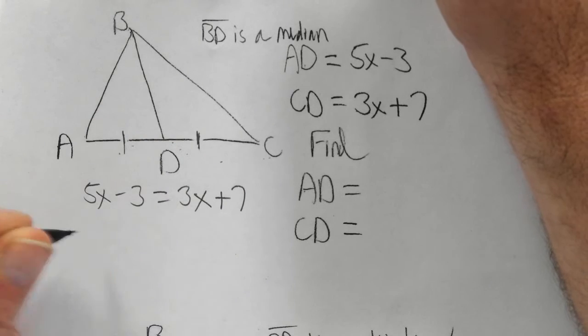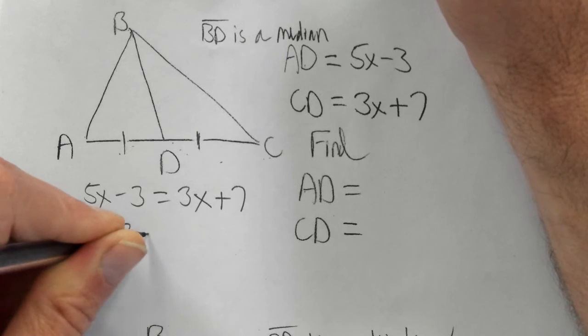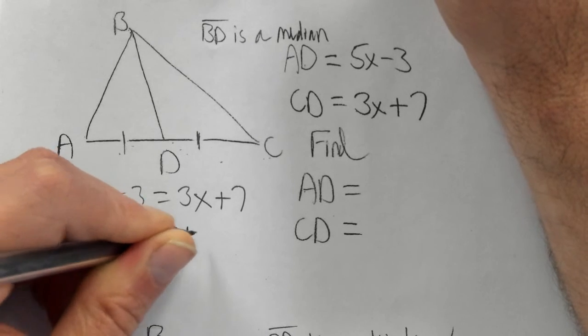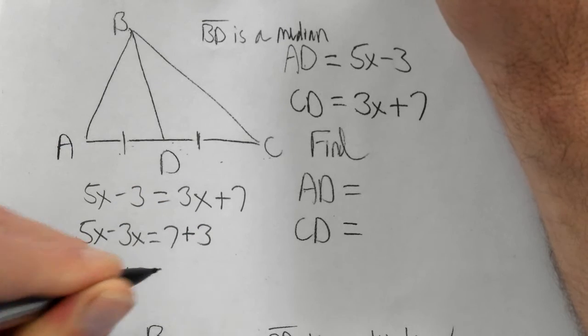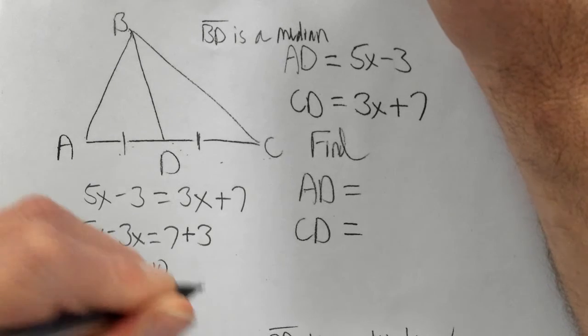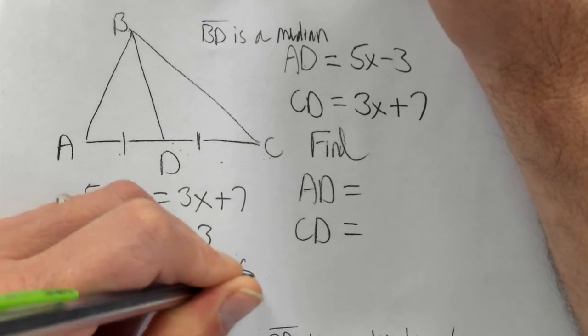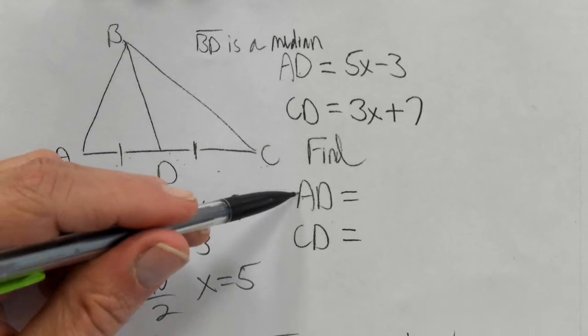All right, so I'm going to move the 3x over. 5x minus 3x equals 7 plus 3. And that'll be 2x is equal to 10. Now I can divide by 2, and I get x equals 5. But remember, that's not the answer. Why not? Because they didn't ask me for x. They asked me to find AD.